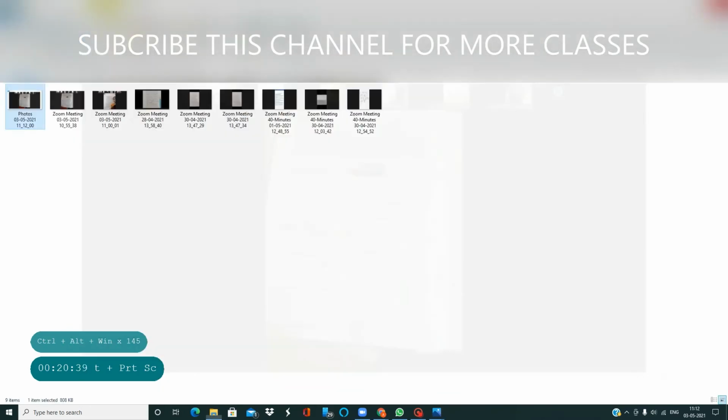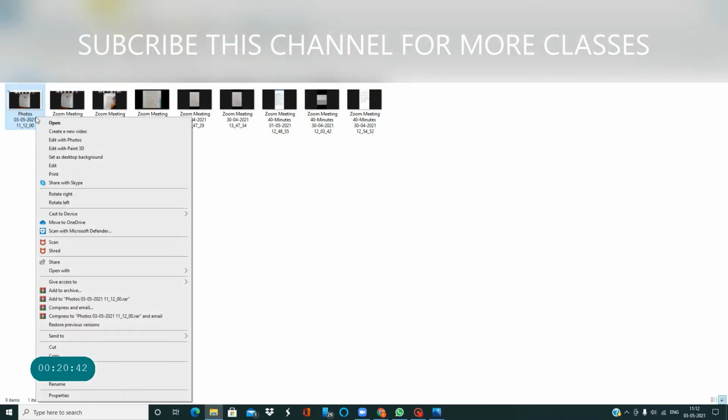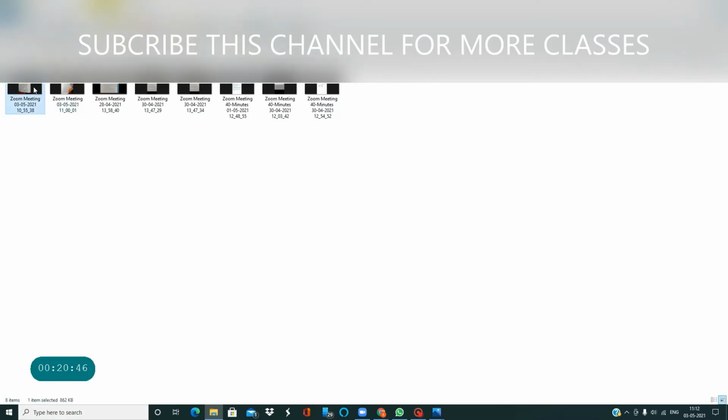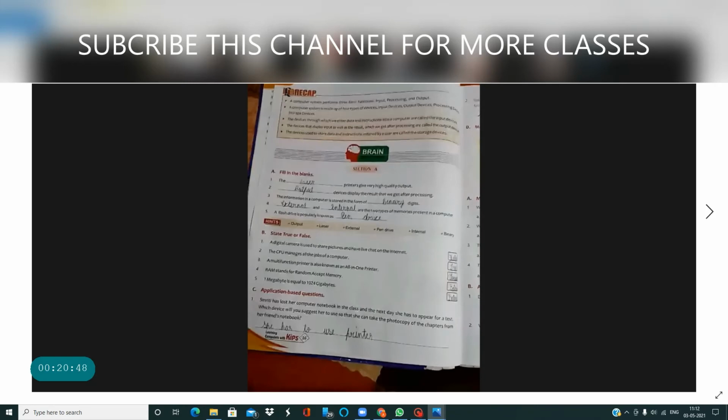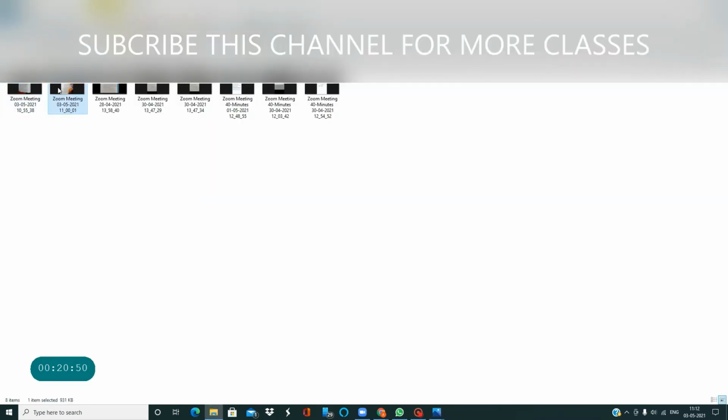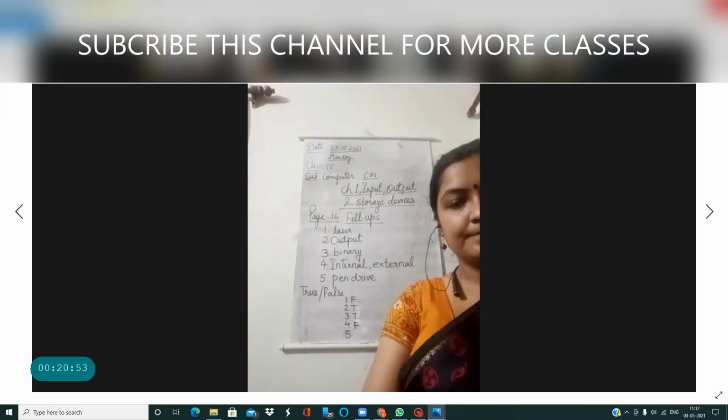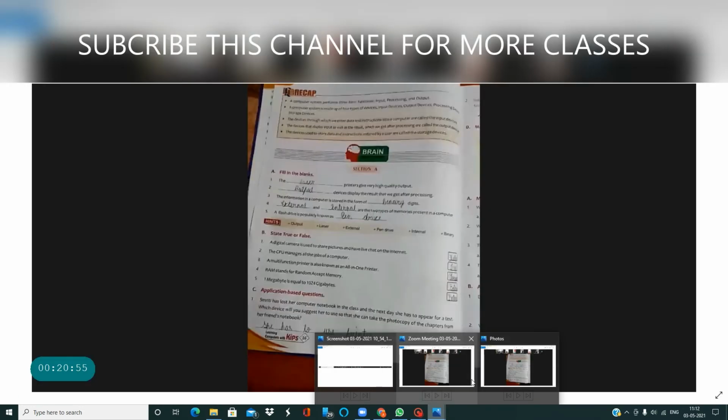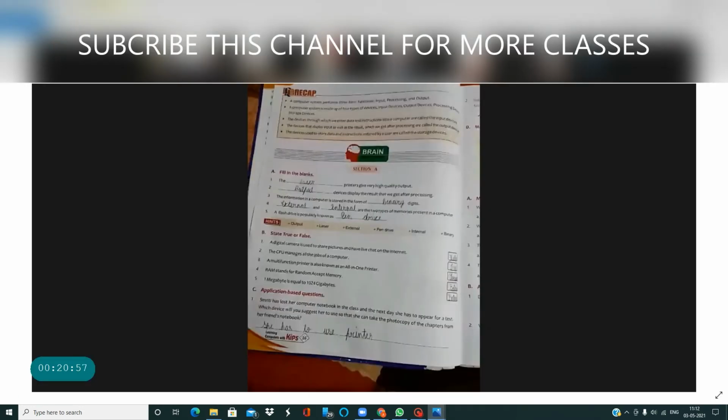Now the second one is a storage device. You can write any storage device like flash drive, pen drive, memory card. That is why I have mentioned pen drive, flash drive, etc. So you can write any storage device. The storage device we use for storing things, for storing documents.